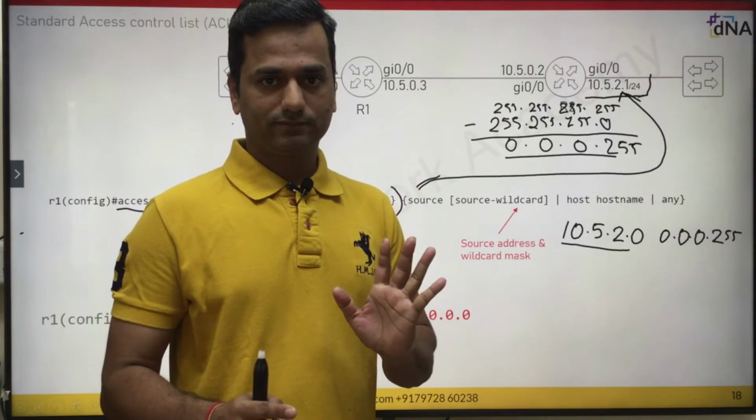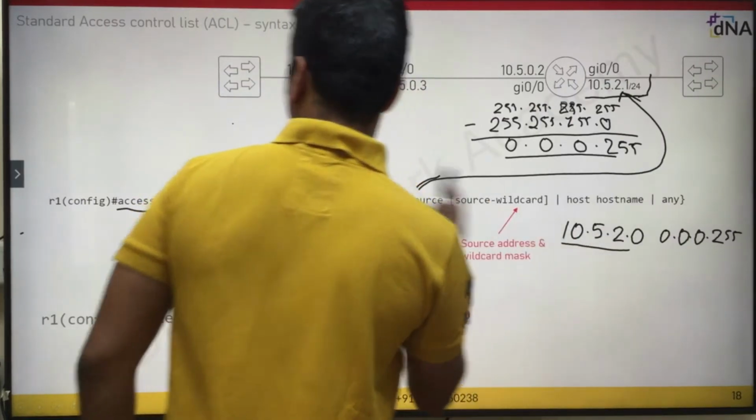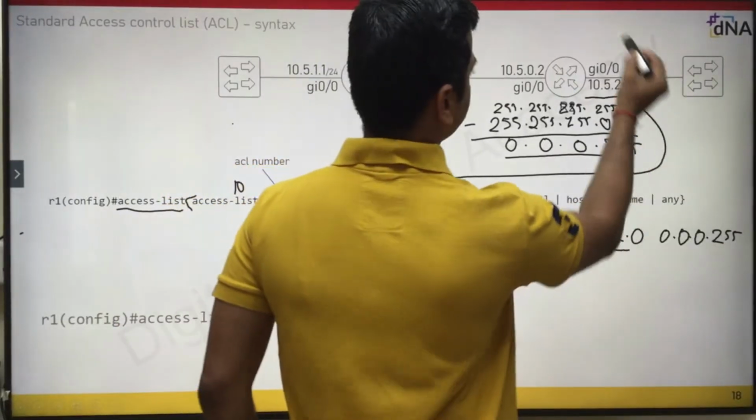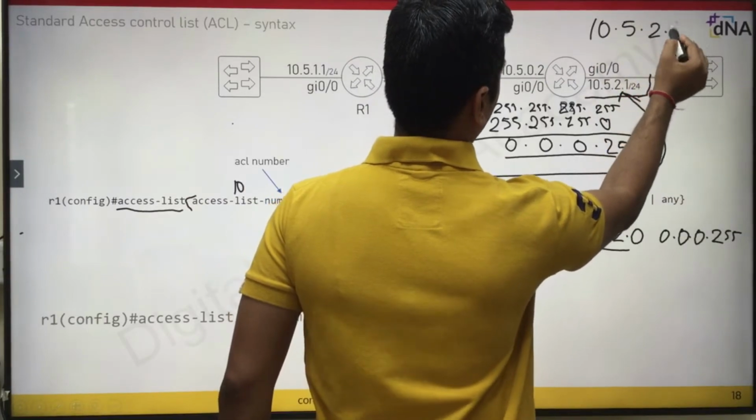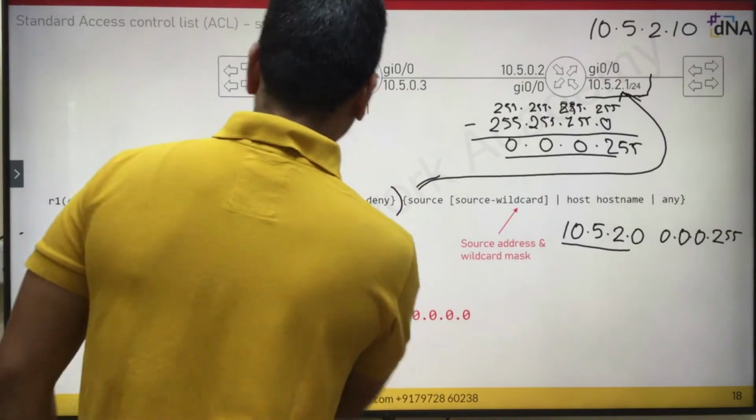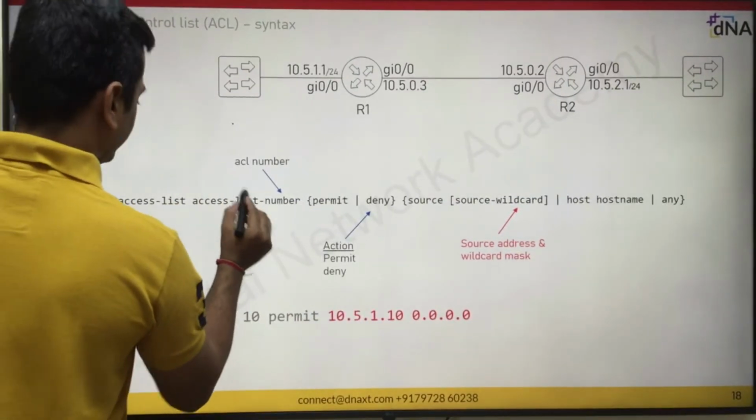a single host, simply what you will do here: if you want to allow a single host, the IP address is 10.5.2.10. This single host I would like to match in this ACL number 10. So what will you do here, right?